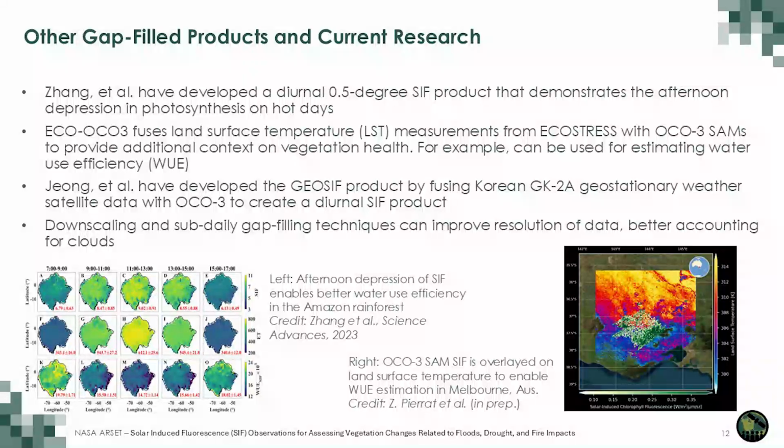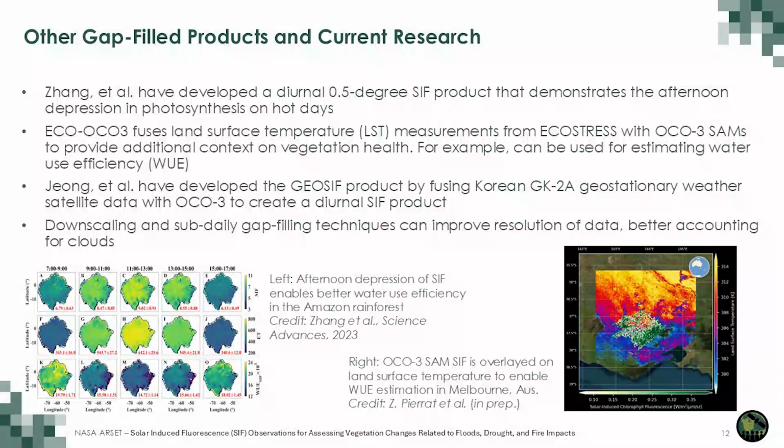Another product to look at is called EcoOCO3. The OCO3 science team is currently working on a product that combines ECOSTRESS land surface temperature data with OCO3 SAM mode measurements as a means to quantify water use efficiency. And water use efficiency, as was mentioned in this other study as well, is a measure of how efficiently an ecosystem uses water to fix carbon.